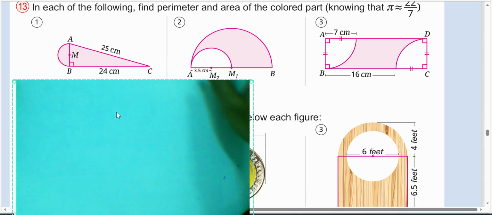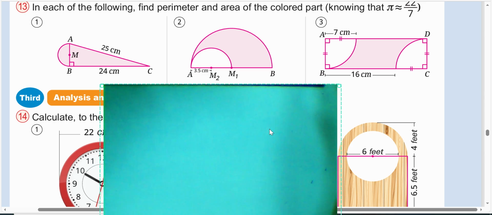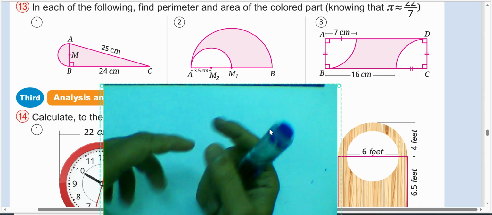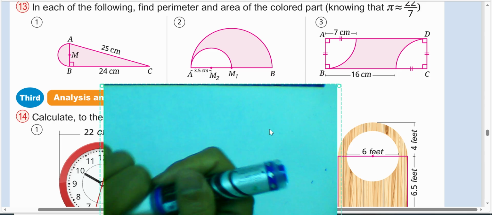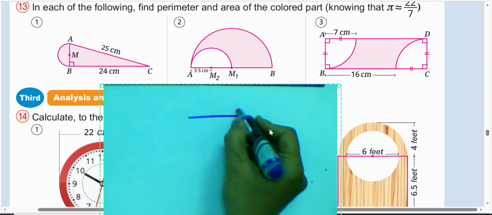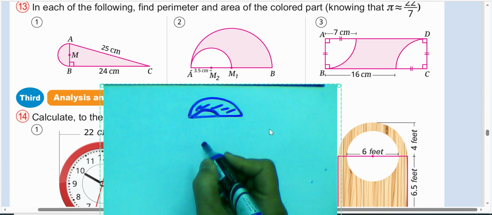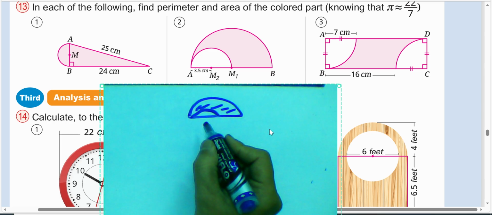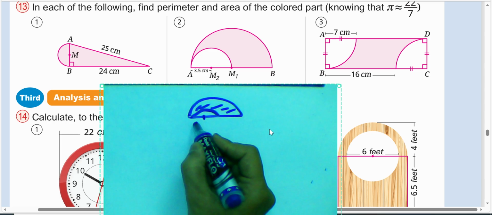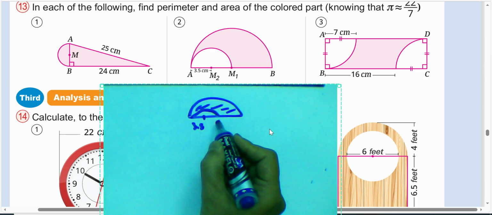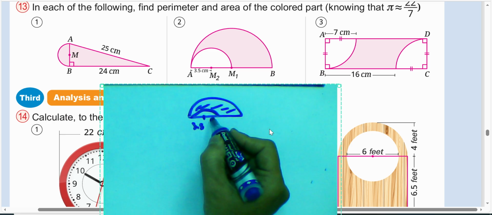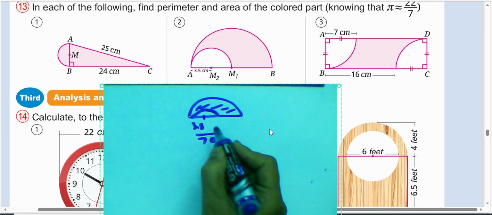Next question. We have two circles. We want to find the area of the colored part. We can write area 1 and area 2 and then find the difference between them. So the radius of area 1 will be 3.5, and the radius of area 2 will be 3.5 plus 3.5, which is 7 centimeters.